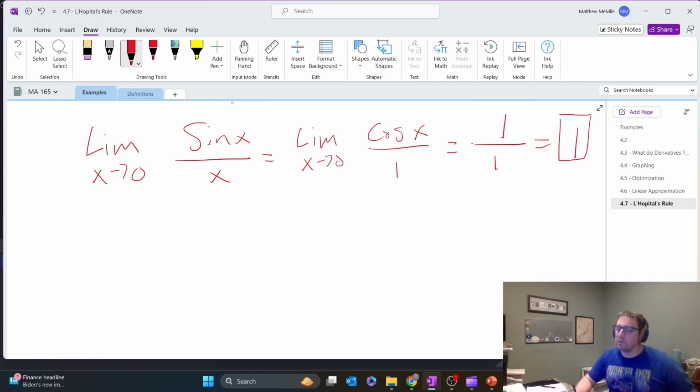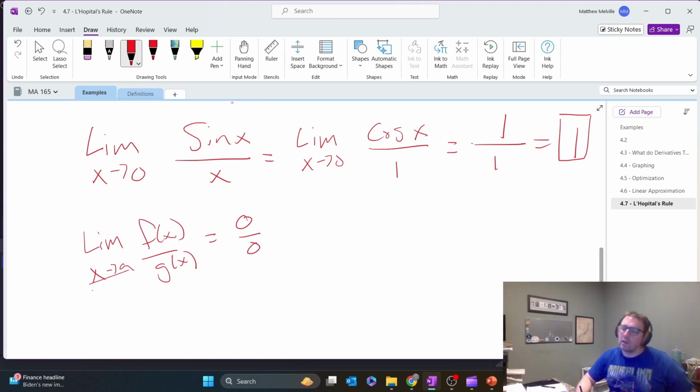So we know L'Hopital's rule is going to work if the limit as x goes to a of f of x over g of x equals 0 over 0. This is going to work if x goes to a, if x goes to a from the right side, if x goes to a from the left side, if x goes to infinity, if x goes to negative infinity. As long as we get this 0 over 0 indeterminate form right here, boom, we can use L'Hopital's rule.